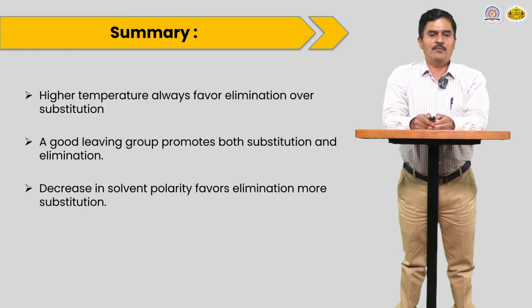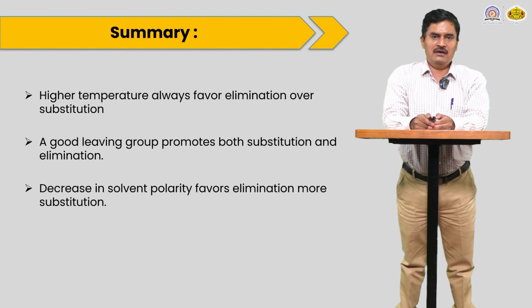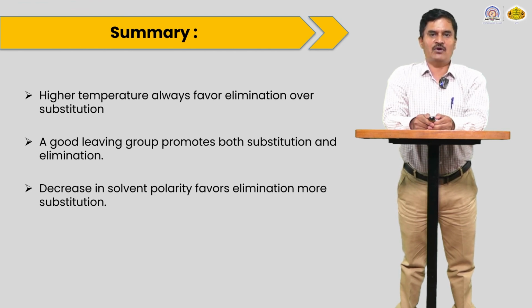A good leaving group promotes both substitution as well as elimination. But as the crowding at the leaving group increases, the elimination reaction rate increases while the substitution reaction rate decreases. A decrease in solvent polarity favors elimination. Means if the solvent used for the reaction is less polar, then the rate of the elimination reaction is more as compared to the substitution. And if the solvent polarity is more, then the substitution reaction rate is more as compared to the elimination.